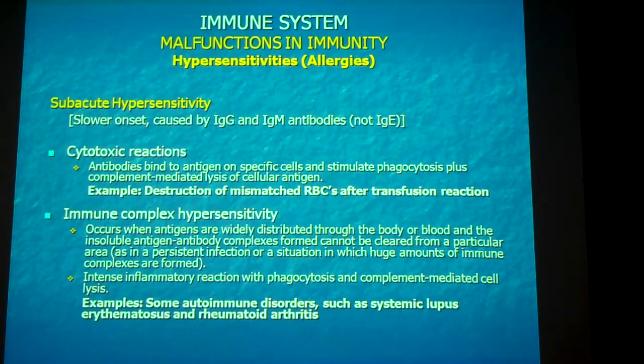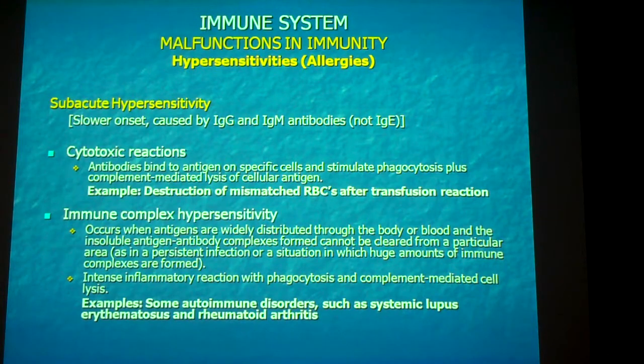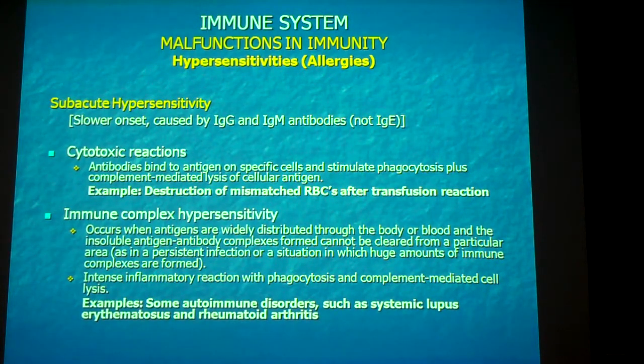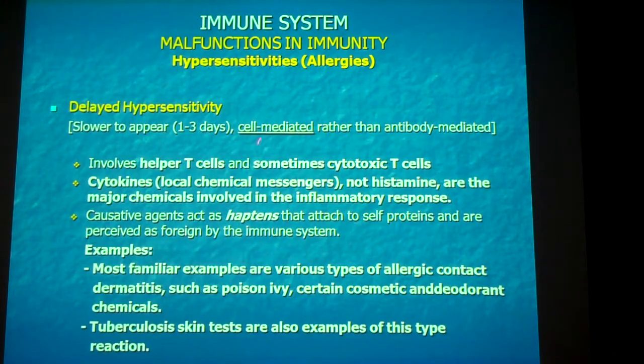All right, this is another type of hypersensitivity. It's called subacute. I won't go into all the details, but some examples of where you would see this are in such things as systemic lupus and rheumatoid arthritis. We're talking about antibodies in the class 1 that I just showed you, so those would be B cells, right? This one here is T cells. It's cell-mediated. It involves the helper T cells and sometimes the cytotoxics.